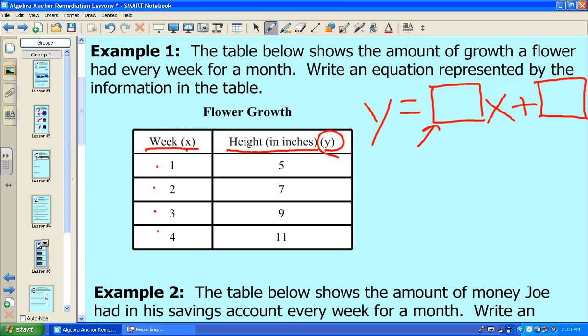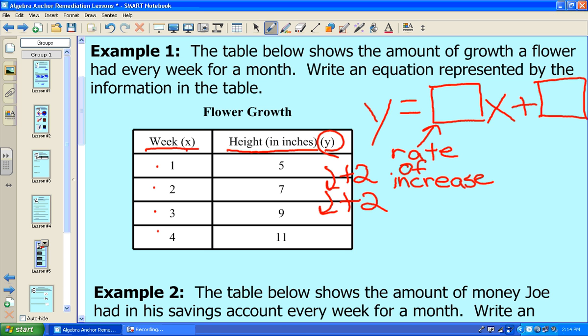The first number that we're going to find is the number that's in front of x, and this number means the rate of increase of the plant. You can write that down: rate of increase. So you want to look at the chart and see how fast the plant is growing every week. From week 1 to week 2, how much is it increasing by? It's increasing by 2 inches. That's the pattern. Let's see if it has that same pattern from week 2 to week 3. Yes, it increases by 2.